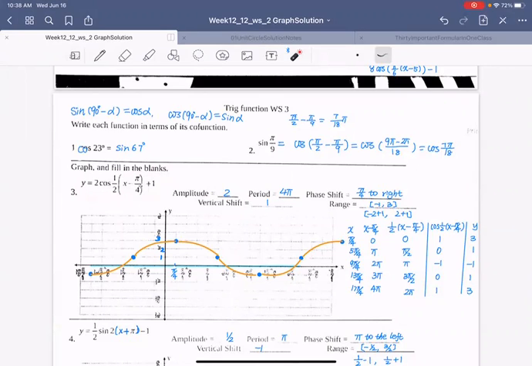Previously, we were given a graph, and then we wanted to figure out the function. Now, if you were given a function, you want to be able to draw the graph, okay?